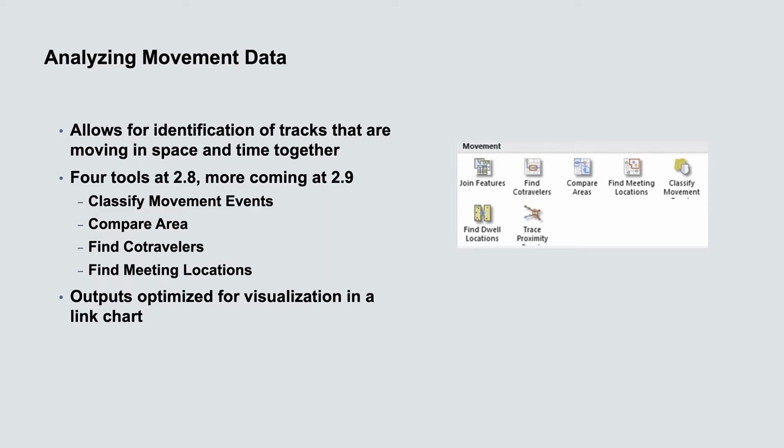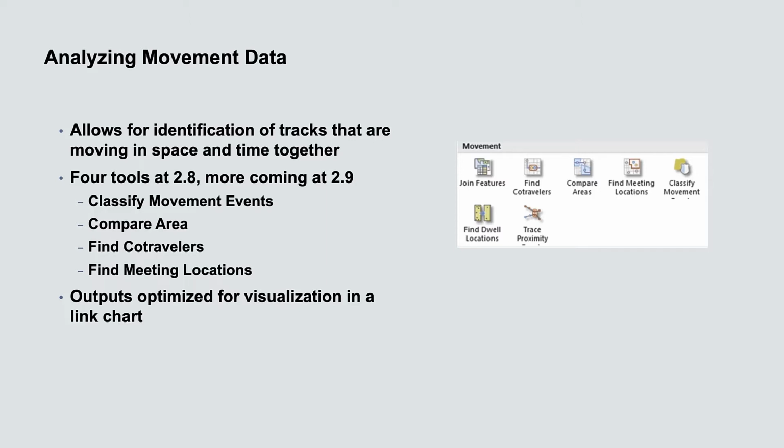Find co-travelers allows you to identify who is traveling together in both space and time. So you can set a defined distance boundary and a time boundary. If individuals are traveling together and they consistently are within 100 feet and 10 seconds of each other, they're assumed to be co-traveling. So this tool helps you identify those. And then finally, find meeting locations allows us to identify where tracks are dwelling in close spatial and temporal proximity to one another.